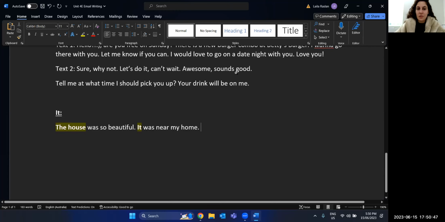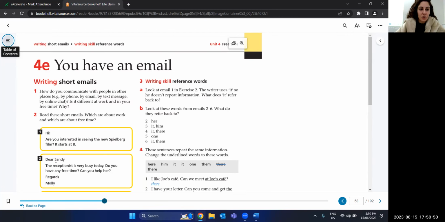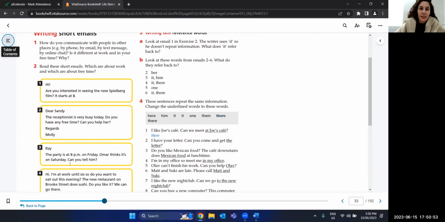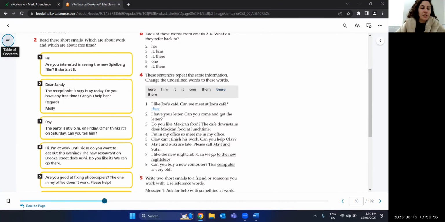Okay, question 2 says, look at these words from email 2 to 6. What do they refer back to? So 2 says, dear Sandy, the receptionist is very busy today. Do you have any free time? Can you help her? Who is her? The receptionist. Yep, so the same thing. The her goes back to the sentence before. So you cannot start a sentence with her unless you're saying like her room, her book. But here it's at the end, so it must be talking about something before in the conversation, in the previous sentence.